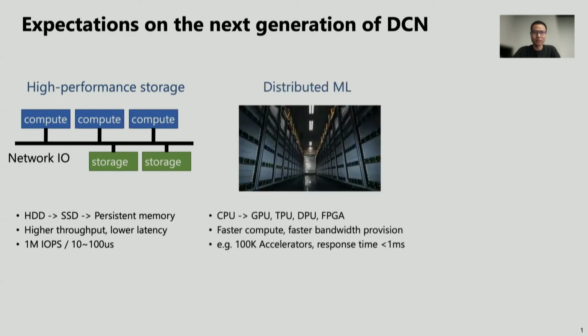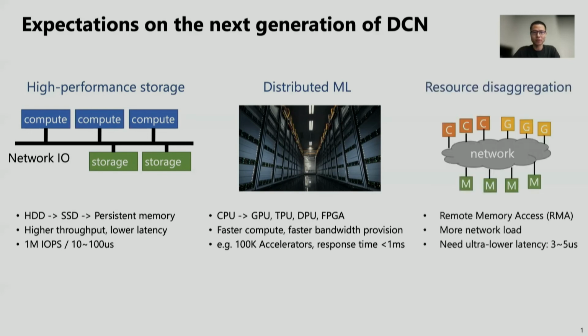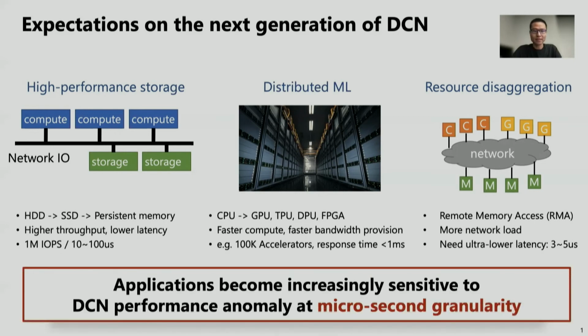Second, in distributed machine learning, the dedicated training clusters use thousands of accelerators to speed up training. Model parameter synchronization among these accelerators consumes lots of bandwidth and requires a response time of no more than 1 millisecond. Third, in recent years, resource disaggregation accesses remote memory through the network, so it is very time critical. So we can see that today applications are becoming increasingly sensitive to data center network performance anomalies at microsecond granularity.